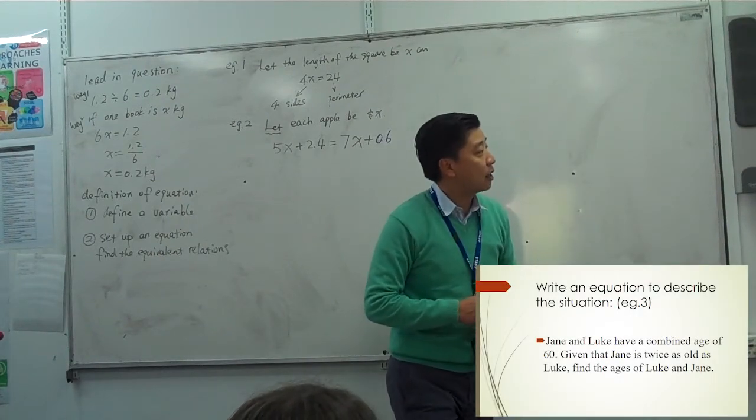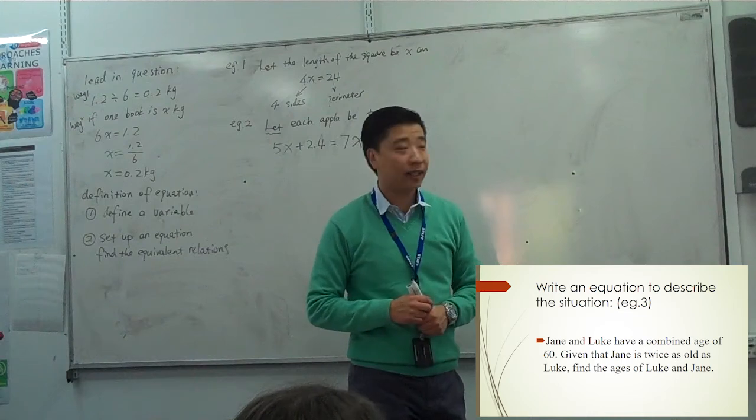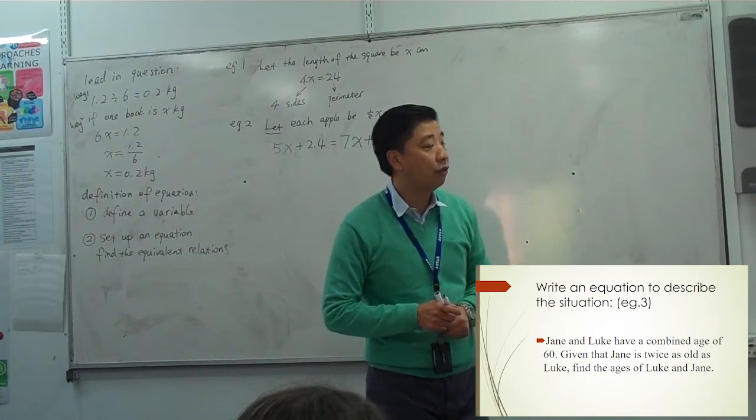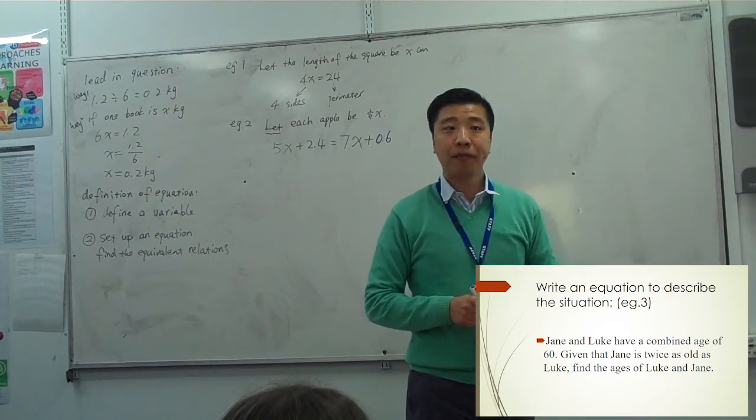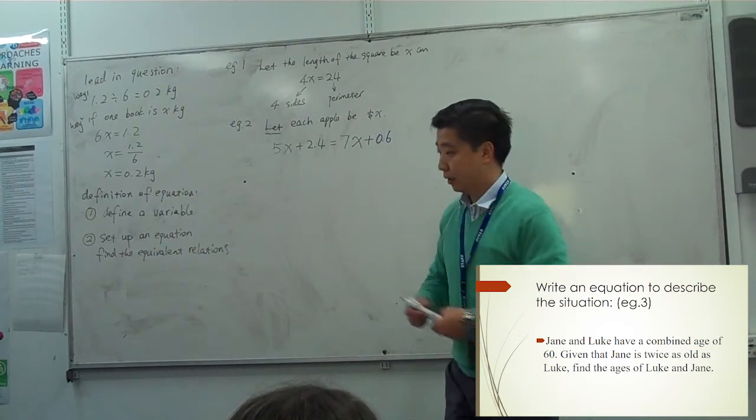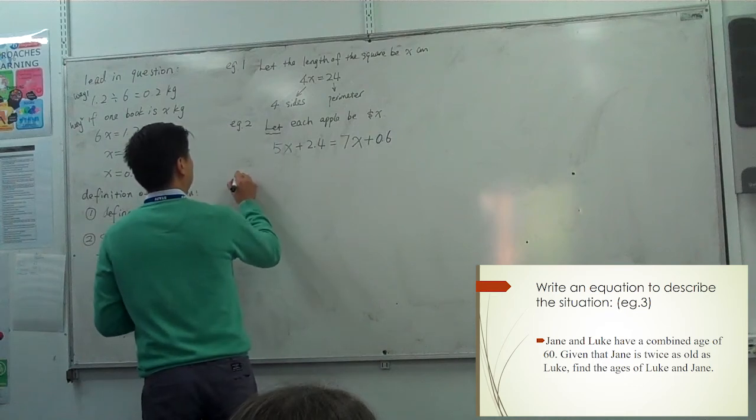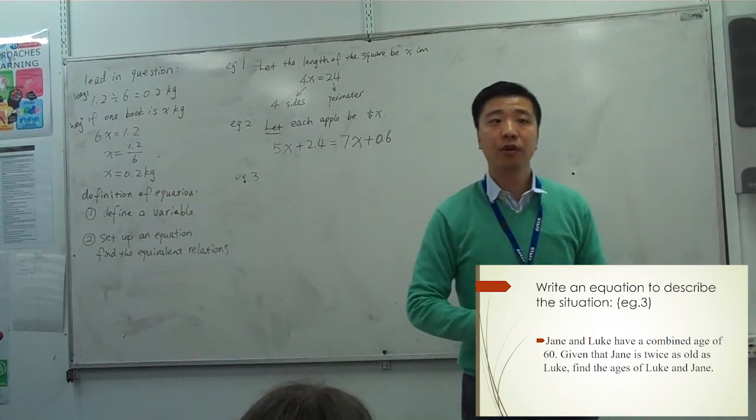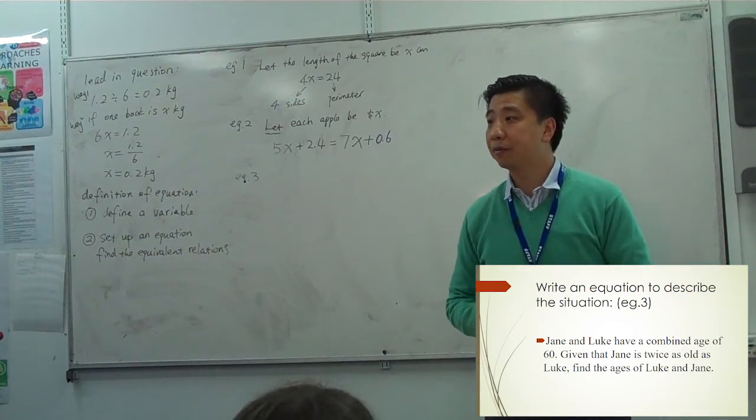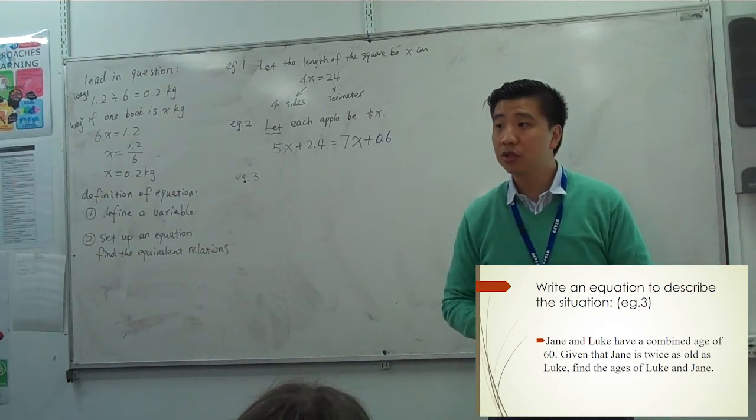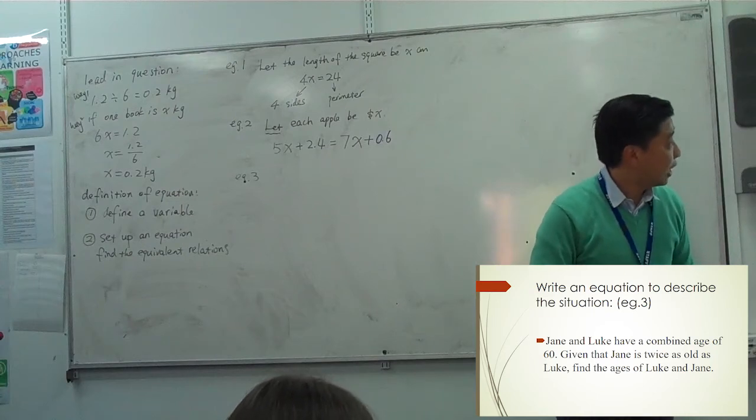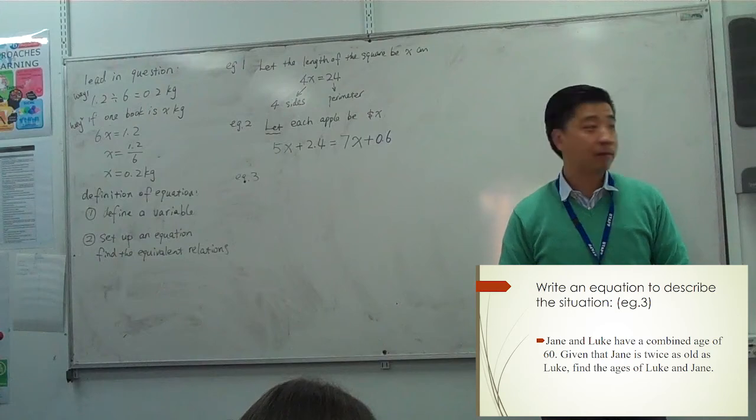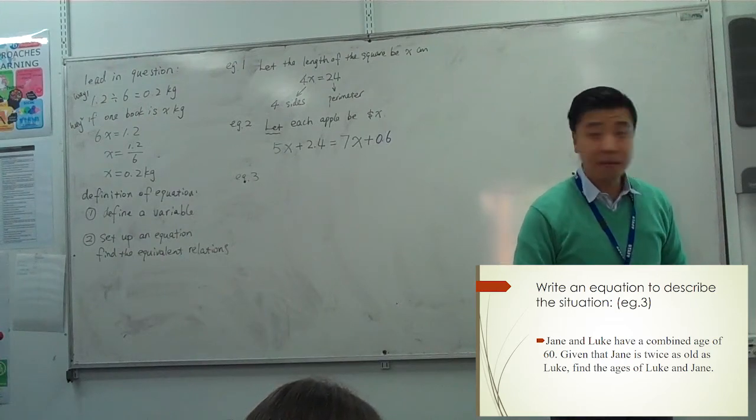Jane and Luke have a combined age of 60. Given that Jane is twice as old as Luke, find the age of Luke and Jane. Example 3. Define a variable. Which one is the variable? The age of Luke. The age. Good. So, whose age is x? Can be both, right?